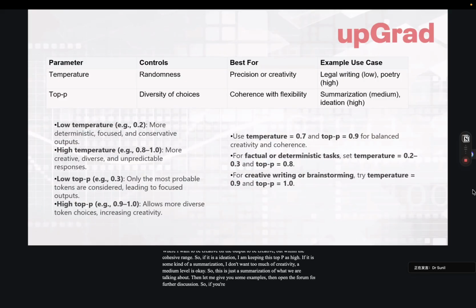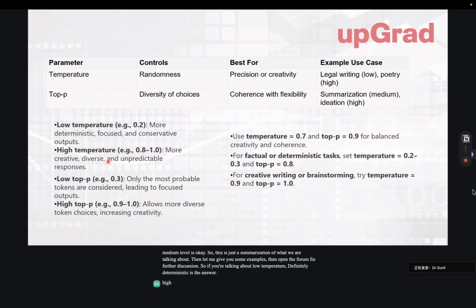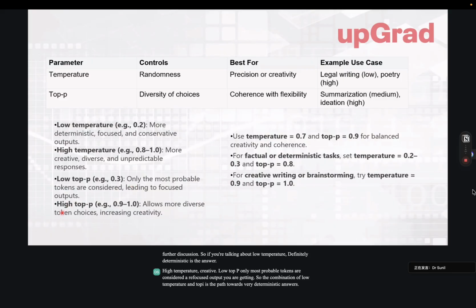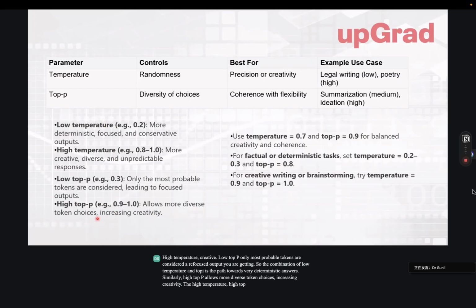So if you're talking about low temperature, definitely deterministic is the answer. High temperature, creative. Low top P, only the most probable tokens are considered, and you get a focused output. So the combination of low temperature and low top P is the path towards very deterministic answers. Similarly, high top P allows more diverse token choices, increasing creativity. High temperature with high top P is actually the creative world. But the other combinations are also possible.